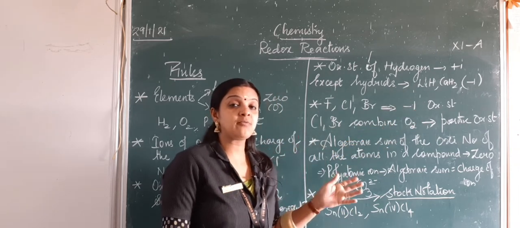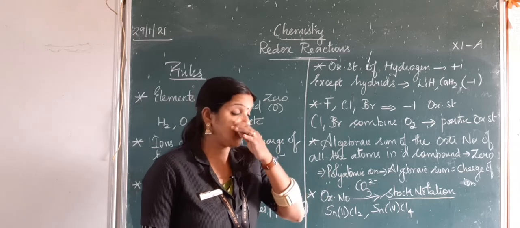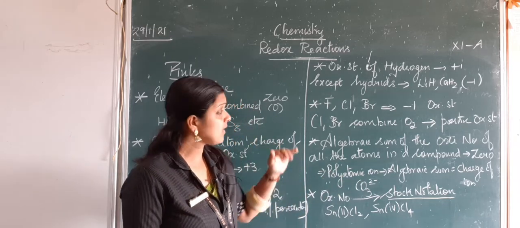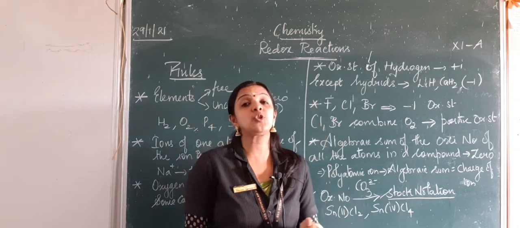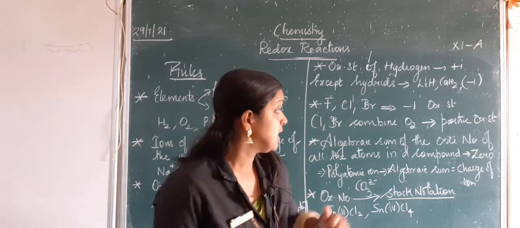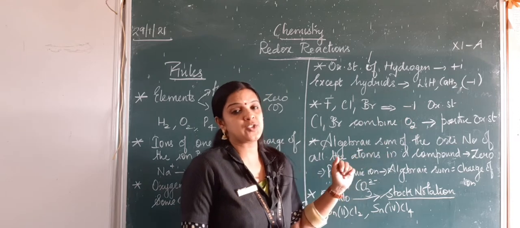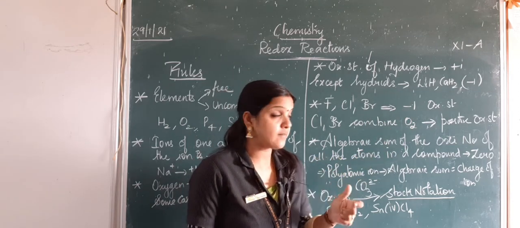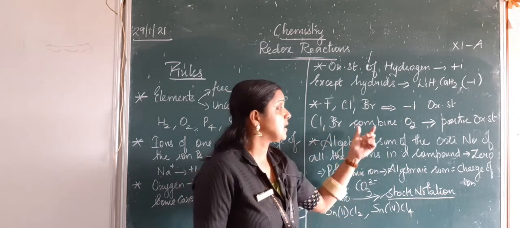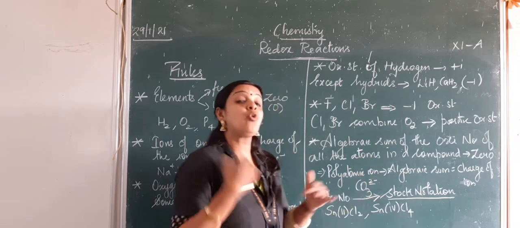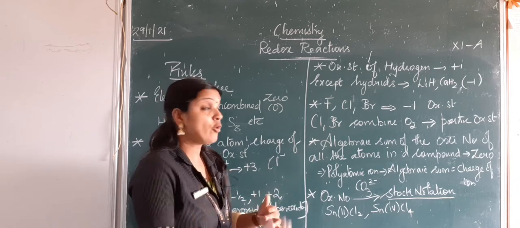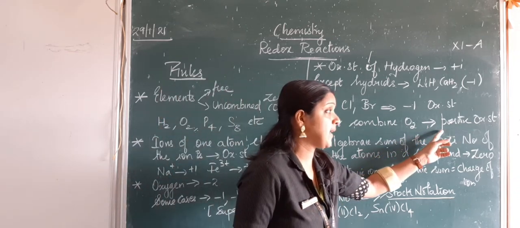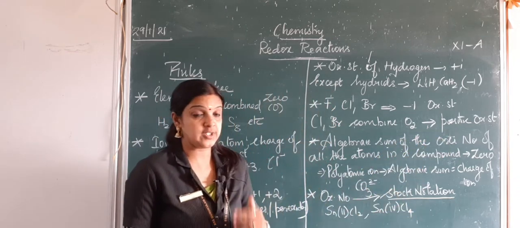So, being a positive metal, it can also show a negative oxidation state. Likewise, fluorine, chlorine, bromine, the 17th group elements called halogens, always show a -1 oxidation state. The exception comes when chlorine and bromine combine with oxygen, which is more electronegative. Then chlorine and bromine start bearing a positive oxidation state.